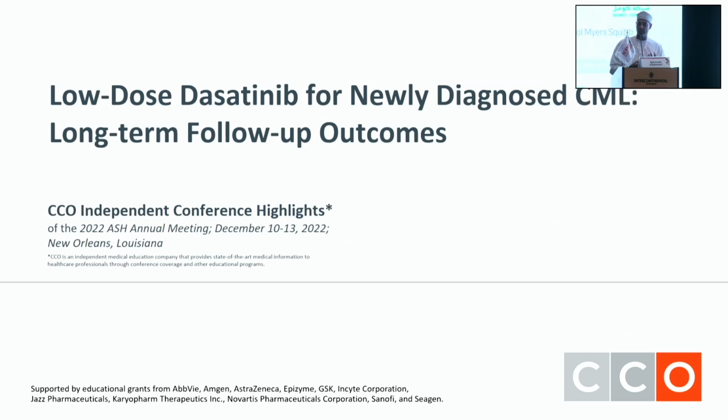Now, the second question in the therapy of CML is the use of low-dose dasatinib. Many of us have used low-dose dasatinib, like 50 milligrams, in patients who could not tolerate 100 milligrams. This study examines the value of that approach. The rationale for the study is trying to decrease the toxicity in patients with CML.